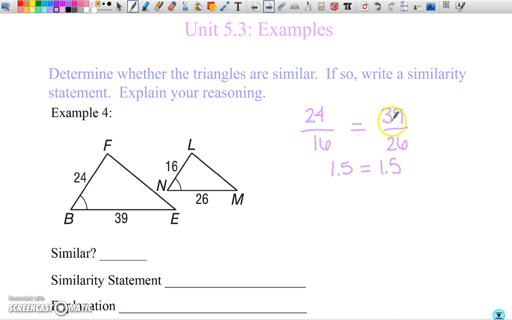Because they came out to the same, we know that those are in fact the corresponding sides. So yes, they are similar. And this would be because of the side angle side similarity. And then you have to write your similarity statement. Starting with triangle FBE, it is similar to what triangle? Well, FB corresponded to LN, so I have to start there, and then M being the last letter.